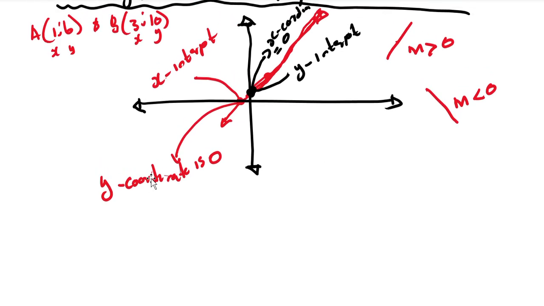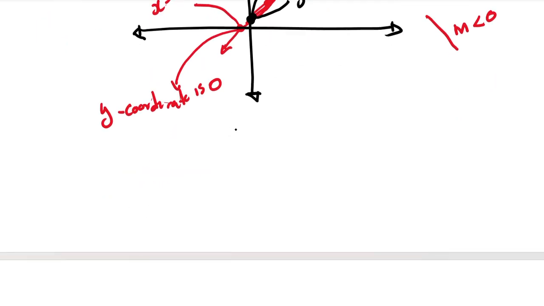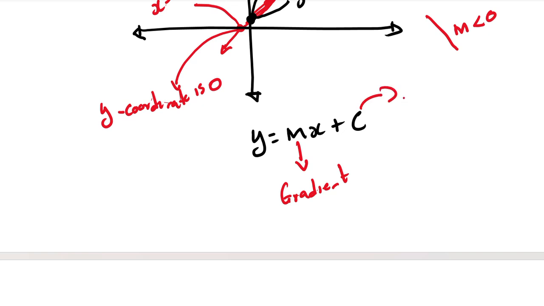They can ask us to find, or to determine, the equation of this line. But first of all, you have to know that an equation of a straight line is given like this: y = mx + c. This m stands for the gradient. And this c is for what?